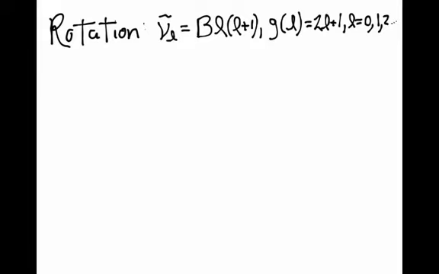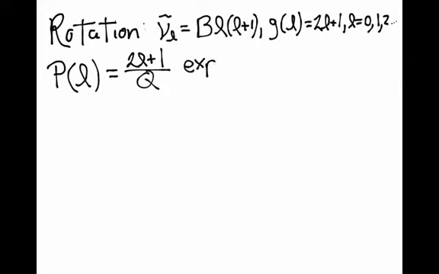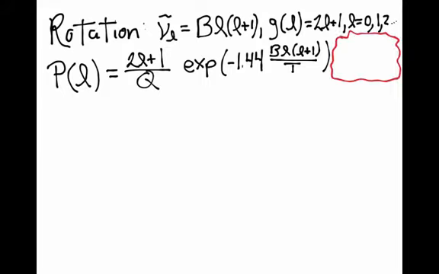So those are our energy level expressions, and the probability that the level will be occupied is equal to the degeneracy, 2L plus 1, divided by Q, times e to the minus 1.44 times B, the rotational constant, times L plus 1, divided by the temperature. And this is the probability that the molecule will be in the initial level, okay? Because remember, if we're dealing with absorption spectroscopy, in order to get a photon absorbed, the molecule has to be in that initial state.